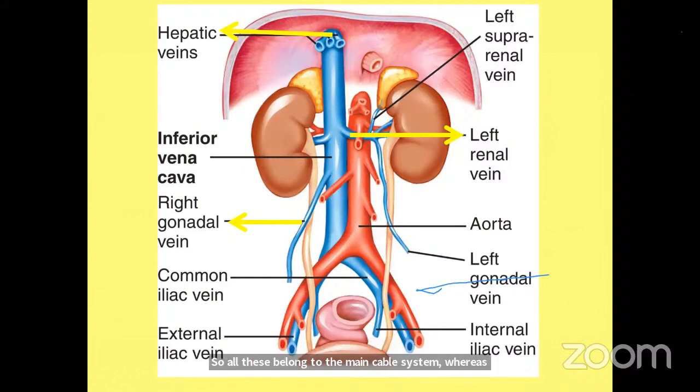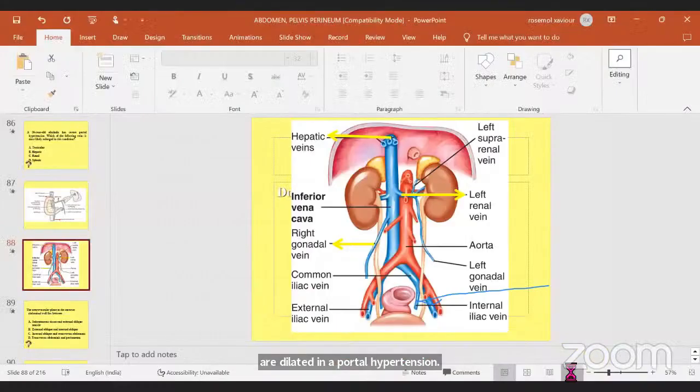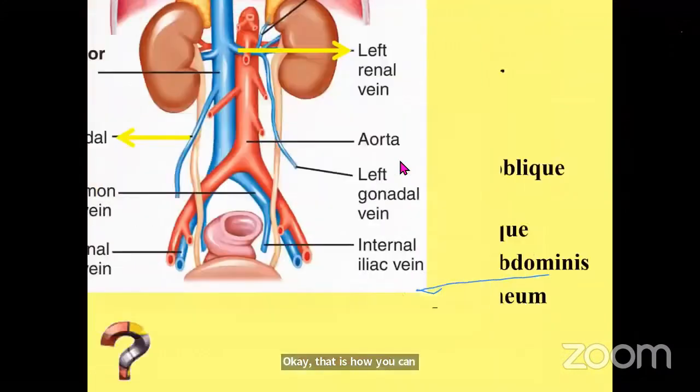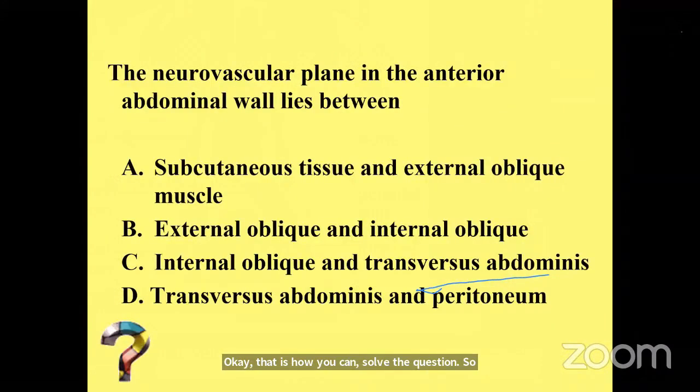So whenever you get a question like which of the veins are dilated in portal hypertension, you think about which are the veins forming the tributaries for the portal system. Okay, that is how you can solve the question. So all these other veins are draining into the inferior vena cava.